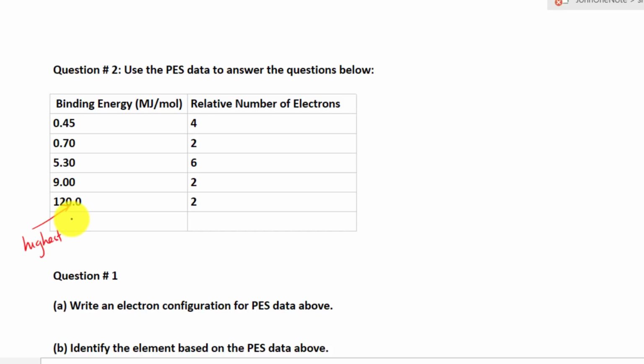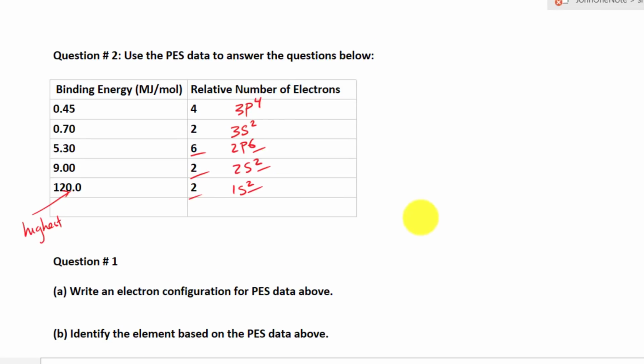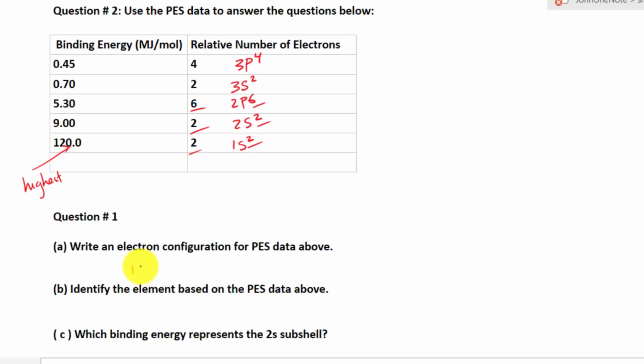And why do we look for the highest one? Because that one would be your 1s, because that's the one nearest to the nucleus. So here I would have 1s2, and going next, I would have 2s2, and then 2p6. Then we have 3s2, then 3p4. So the electron configuration is pretty easy: 1s2, 2s2, 2p6, 3s2, and 3p4.